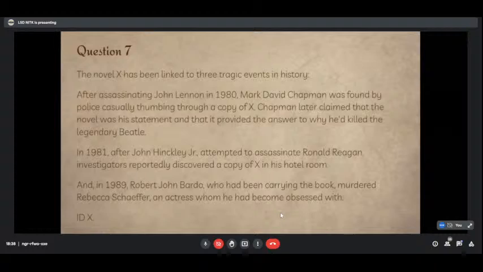The novel X has been linked to three tragic events in history. After assassinating John Lennon in 1980, Mark David Chapman was found by police casually thumbing through a copy of X. Chapman later claimed that the novel was a statement and that it provided the answer to why he killed the legendary Beatle. In 1981, after John Hinckley Jr. attempted to assassinate Ronald Reagan, investigators reportedly discovered a copy of X in his hotel room. And in 1989, Robert John Bardo, who had been carrying the book, murdered Rebecca Schaeffer, an actress whom he had become obsessed with. ID X. So X is a novel.